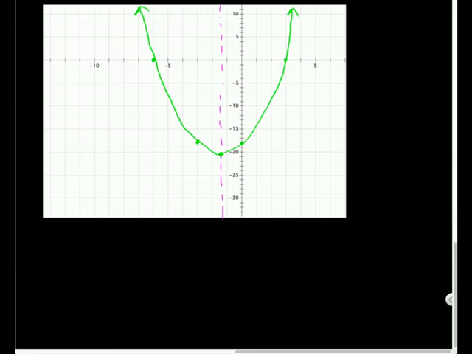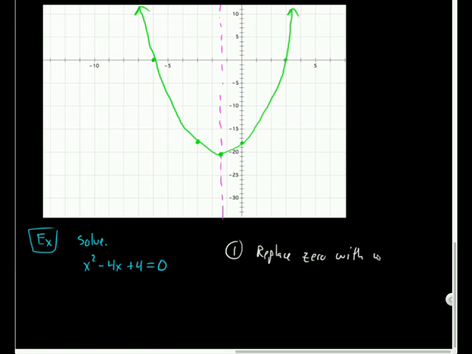Now, one quick thing that I want to point out, as a general concept: if I have a problem that says solve the following equation, and I have some quadratic like x squared minus 4x plus 4 equals 0, and I want to solve this, I can solve this graphically by, 1, replacing 0 with y, 2, graph it, and then 3, find the x-intercepts.